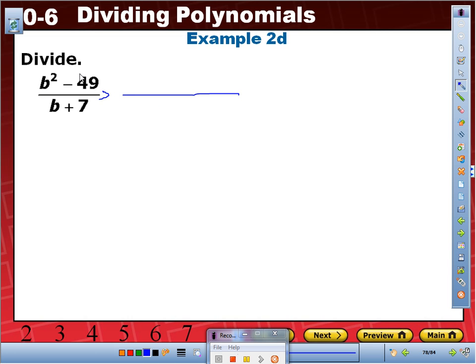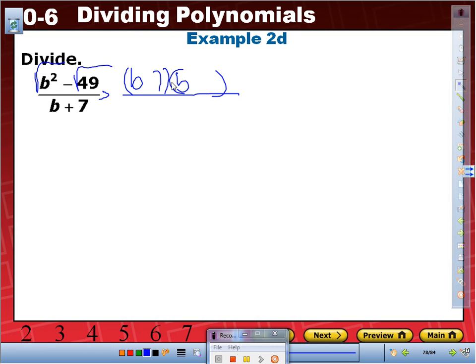Does this look familiar? Yep, difference of squares. So therefore you open up two parentheses, b and b. Let's see. Square root of this, square root of this, 7 and 7, one positive, one negative. B plus 7, see the giant 1, therefore b minus 7. Pretty good? All right.